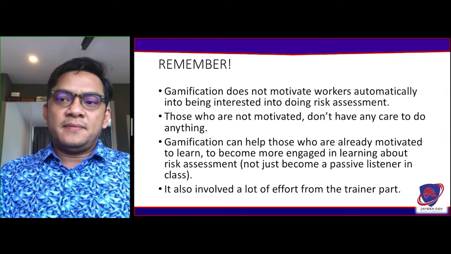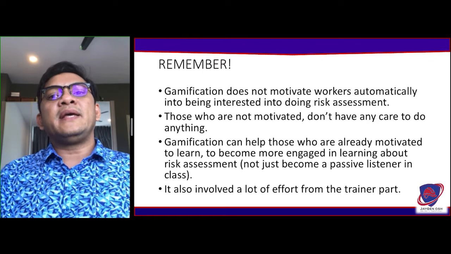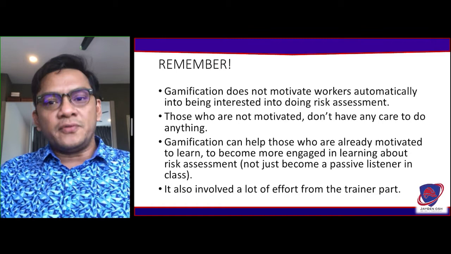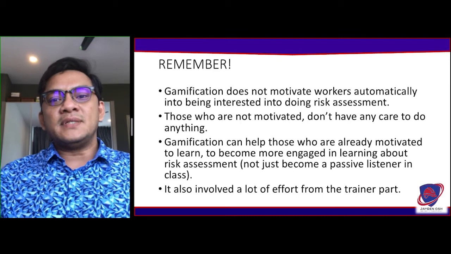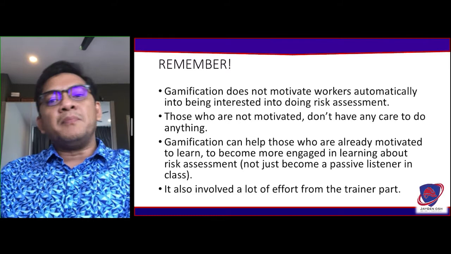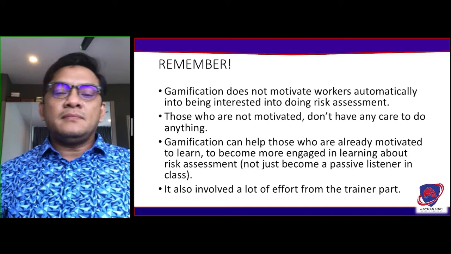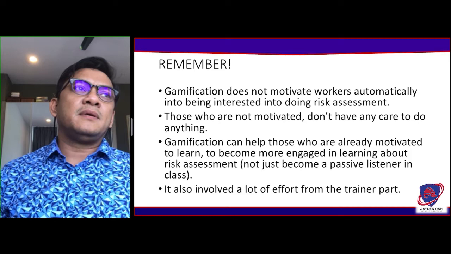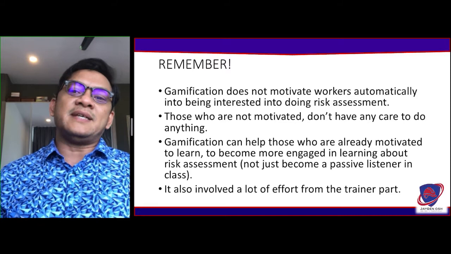And by doing that, we hopefully that the content of your training will stick inside the mind and inside the heart. Those who are not motivated don't have any care to do anything, which means like games, and not all people want to play games. Not all people are excited to play games. Okay, we cannot use gamification to draw people to like risk assessment. That's the thing.